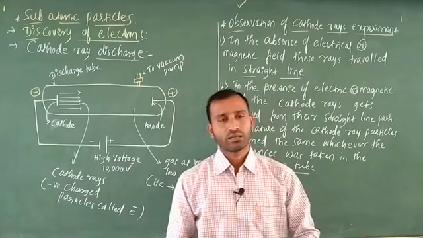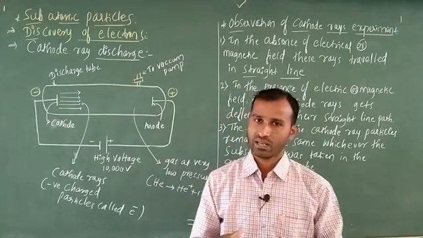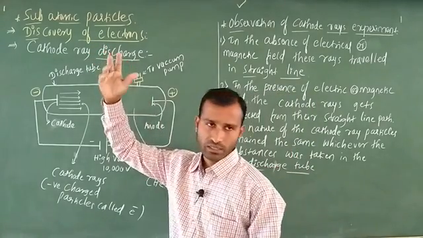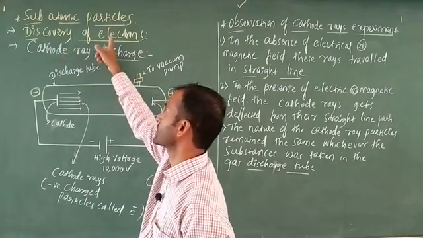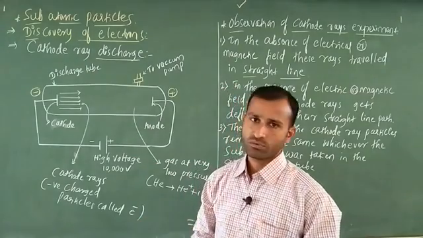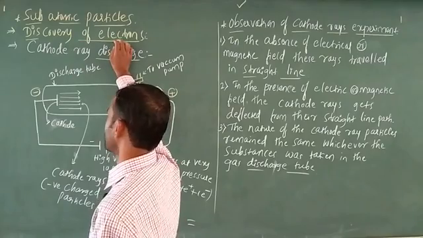In that, the first point we are going to study is the discovery of the electron. This electron is a subatomic particle. The heading is subatomic particles. The first topic is the discovery of the electron, and after that we are going to study the discovery of the proton and the discovery of the neutron.